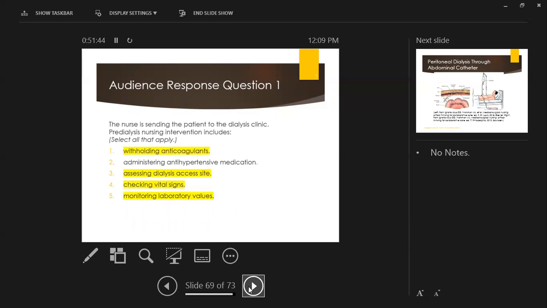So we're going to withhold those anticoagulants. Why? Because we're going to be accessing their AV fistula, which is an arterial venous formation that's created surgically in order to provide dialysis services. We also want to make sure that the access site looks good and it's got a bruit and a thrill, and therefore is getting blood flow through it, right? It's not been compromised. There's not bruising, bleeding, or swelling that would indicate any kind of perforation or concern at the AV site. We also want to check vital signs to make sure they're within defined limits and monitor those lab values.